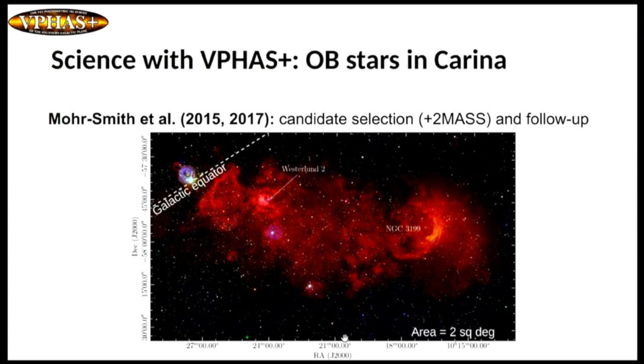Here in this figure, you can see the galactic equator. And this is a 2 square degree image. So it's combining 2 pointings. Well, it covers 2 pointings of VPHAS plus, but they may be oriented in a different way, so it's more than 2 pointings. So there were 2 papers on this region.